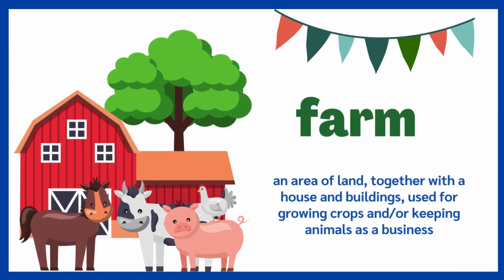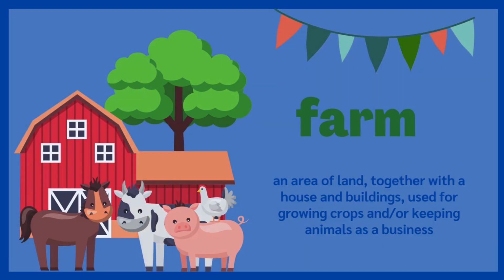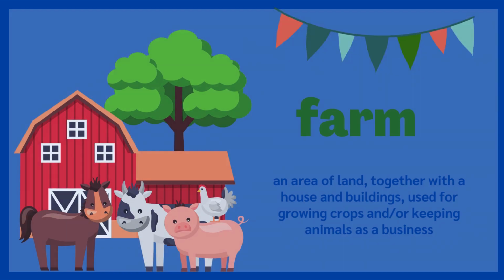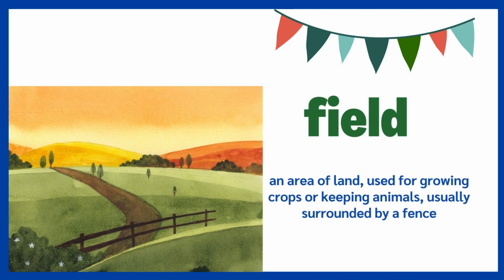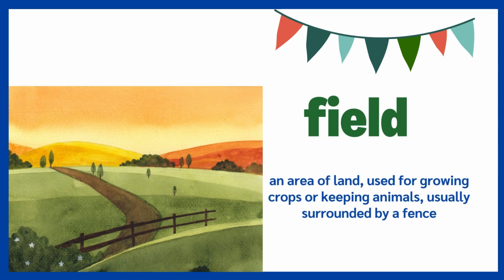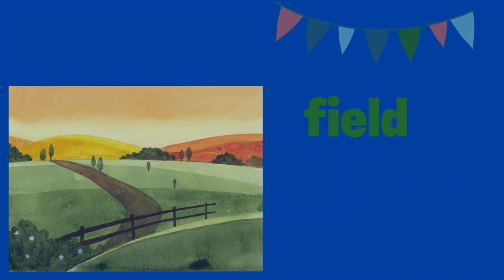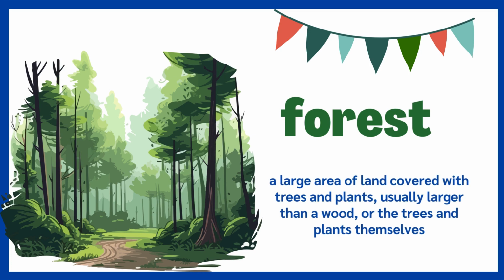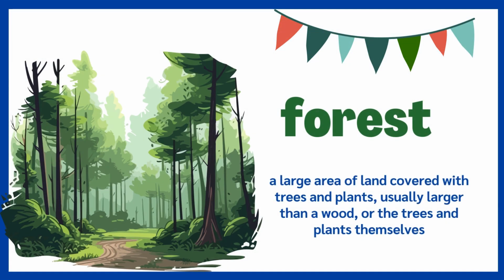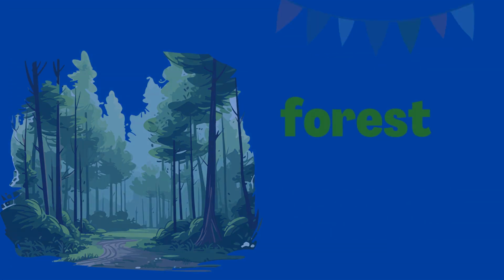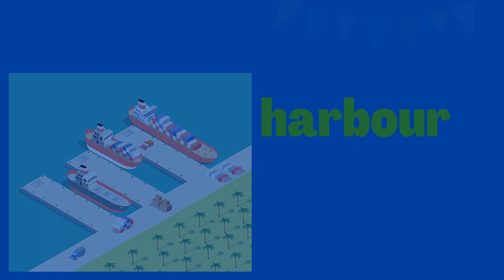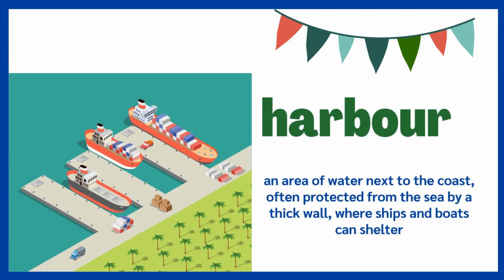Farm. An area of land, together with a house and buildings, used for growing crops or keeping animals as a business. Field. An area of land, used for growing crops or keeping animals, usually surrounded by a fence. Forest. A large area of land covered with trees and plants, usually larger than a wood, or the trees and plants themselves. Harbor. An area of water next to the coast, often protected from the sea by a thick wall, where ships and boats can shelter.